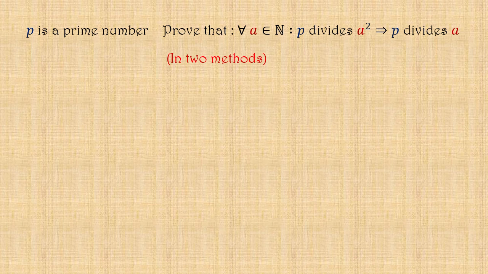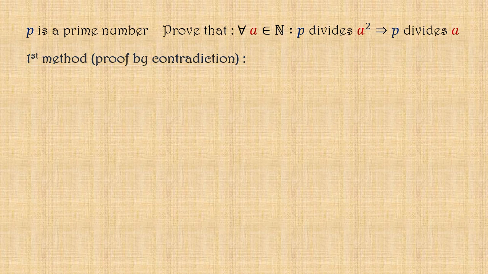So, let's start with the first method, which relies on the proof by contradiction. We have, p divides the square of a. In order to prove that p divides a, we're going, at first, to suppose that p doesn't divide a, and develop this hypothesis to a contradictory result. We can then conclude that p divides a.